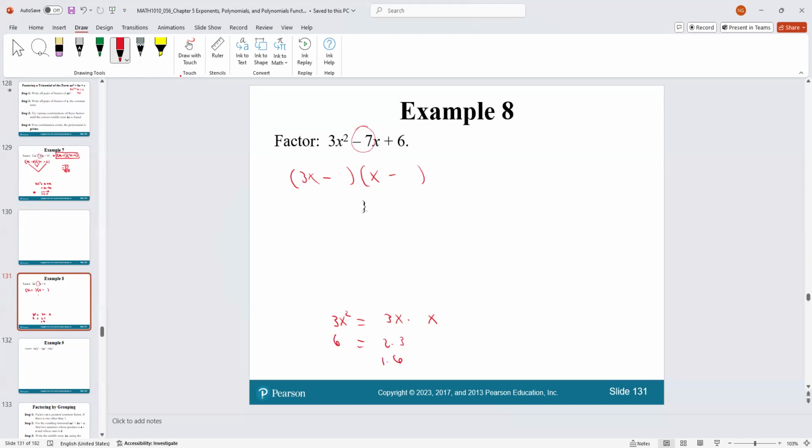Because anything you try here, the only possible factors for 3x squared are 3 times 1 or 1 times 3, and the only factors for 6 are 1 times 6 or 2 times 3, but both of them must be negative. We need to methodically try each pair of factors until we find a combination that works. But unfortunately, nothing works. We have exhausted all the possible choices for the factors, but have not found a pair where the sum of the products of the outside terms and the inside terms is negative 7. We can conclude that this expression is prime and cannot be factored.